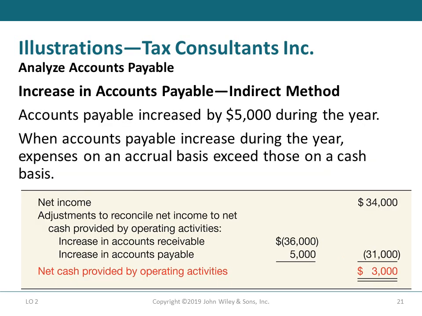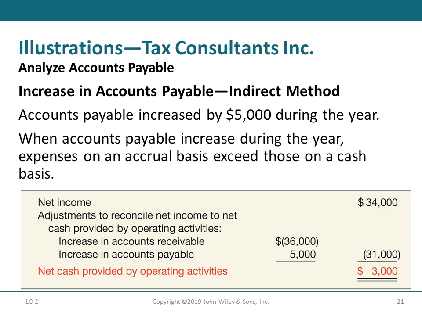We also have to analyze the accounts payable, as an increase in accounts payable means that expenses on an accrual basis exceed those on a cash basis. Therefore, if accounts payable increase, we have to add the increase to net income to reconcile it and reach cash flow provided by operating activities. And if accounts payable decrease, we have to subtract the decrease.